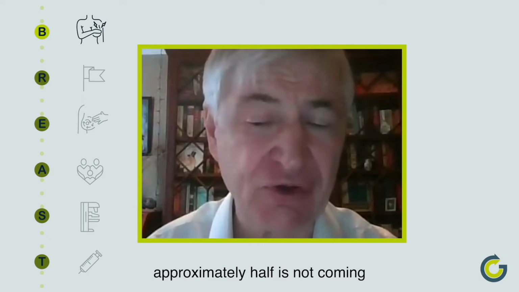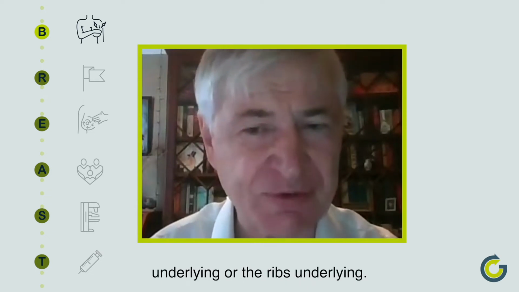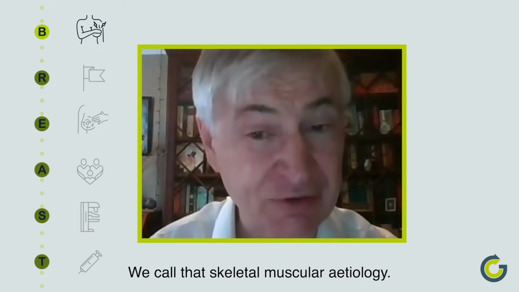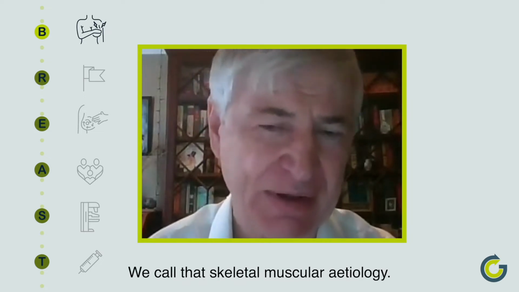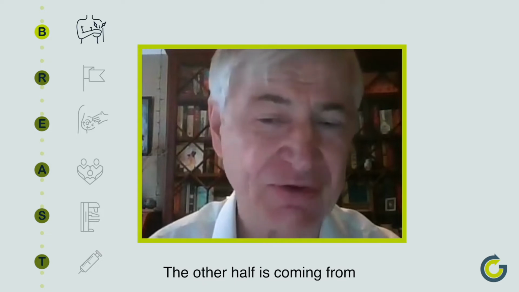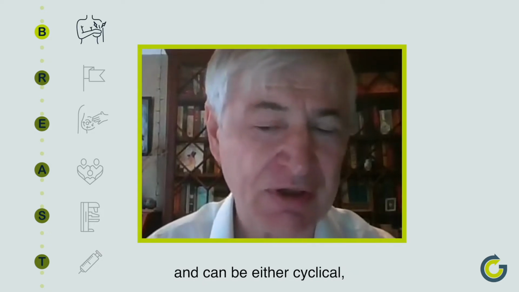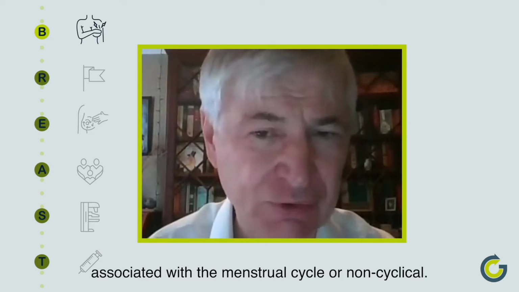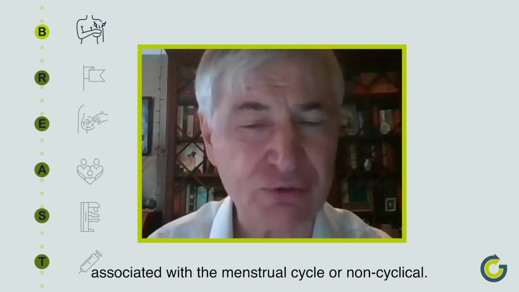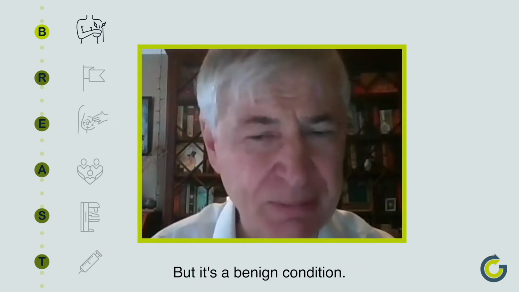Approximately half is not coming from the breast itself, but from the muscle underlying or the ribs underlying. We call that skeletal muscular etiology. The other half is coming from the breast tissue and can be either cyclical, associated with the menstrual cycle, or non-cyclical. But it's a benign condition.